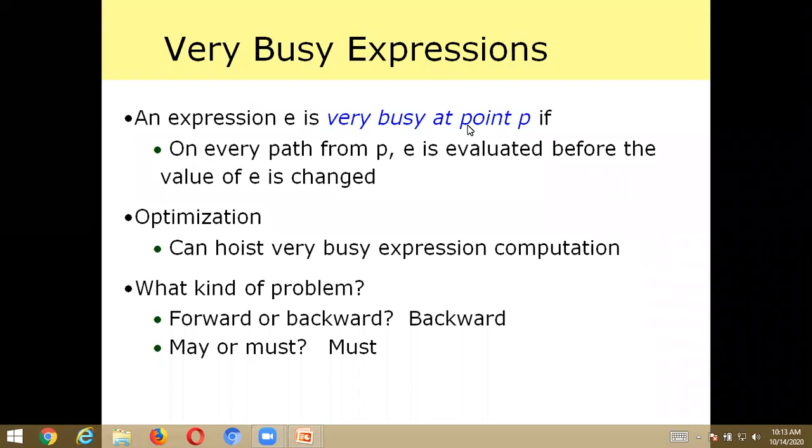Here we have a problem. It may be a forward or backward problem, and it is always a backward problem. Then it may be may or must. Always the busy expression should be must. Liveness is may, and available expressions are must. The busy expressions also come under must. What this must means, just see here.